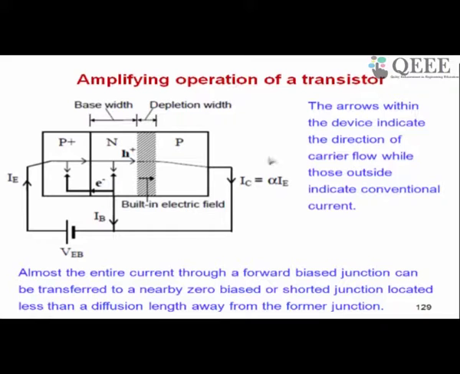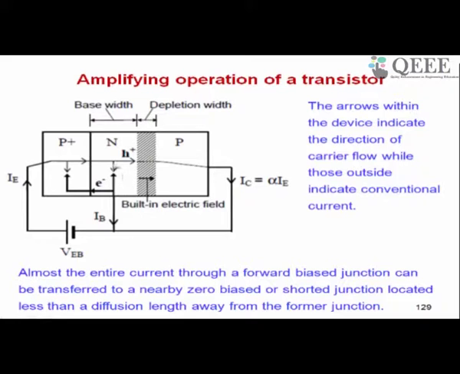You can see here IC, the collector current, is alpha times IE. IE is the emitter current. So let us see what this alpha is. Let us start from the emitter. The emitter is injecting some current, that is holes. Part of the holes are recombining with electrons injected from the N region, and the remaining is getting injected. Part of that is recombining in the base and the remaining holes are reaching here.